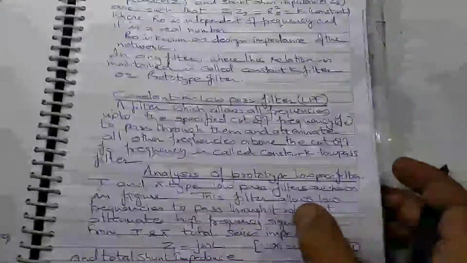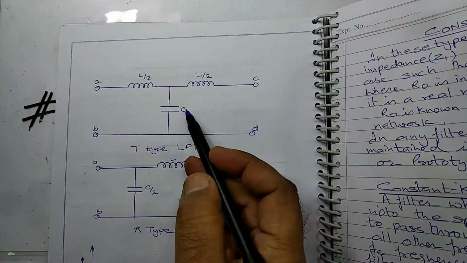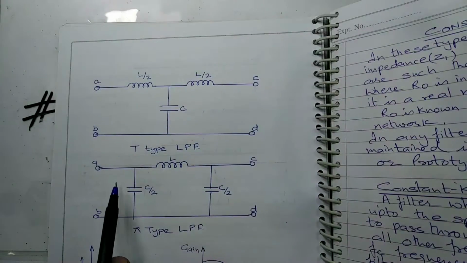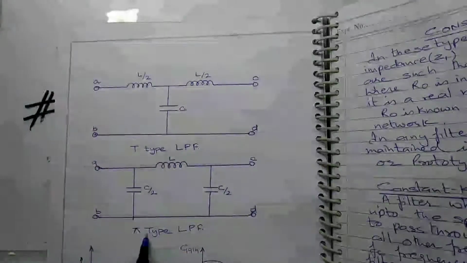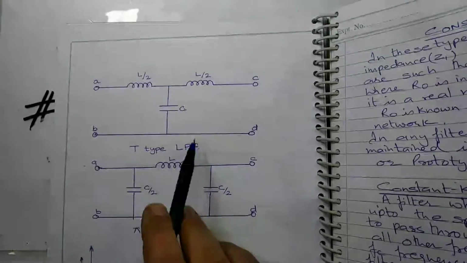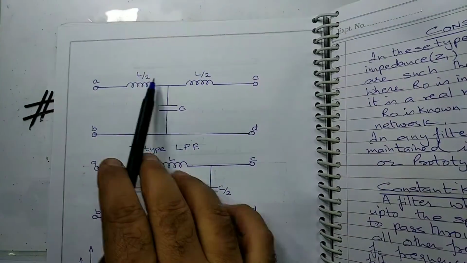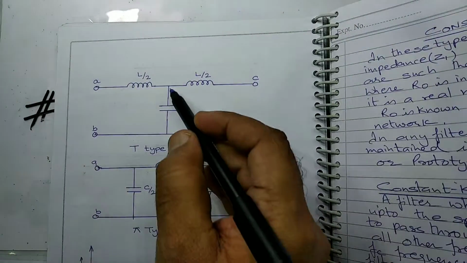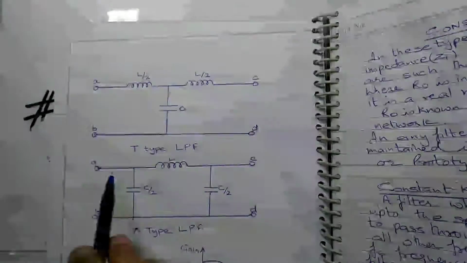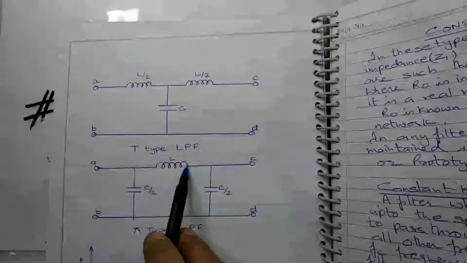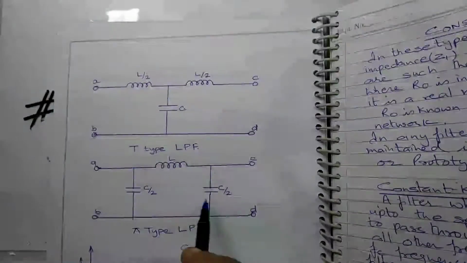Now we can see these are constant K low pass T type filter and this is constant K low pass pi type filter. So this is pi type low pass, T type low pass. Here in series we have an inductance L by 2, L by 2, and in the shunt arm we have a capacitance C. Also in pi type we have in series L inductance and in the shunt arm we have C by 2, C by 2, two capacitances.